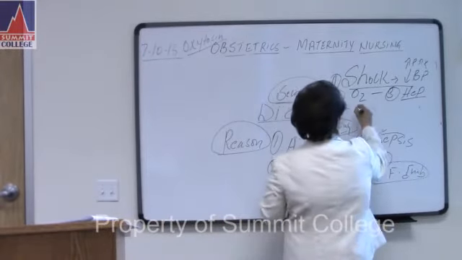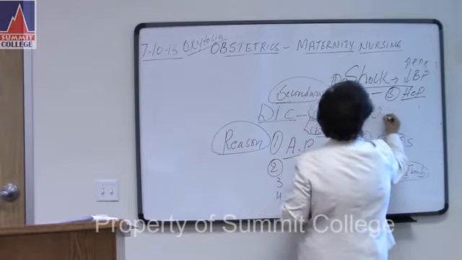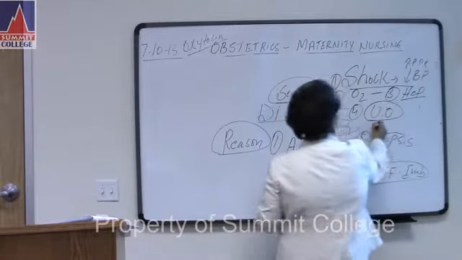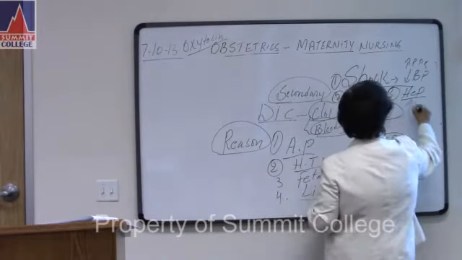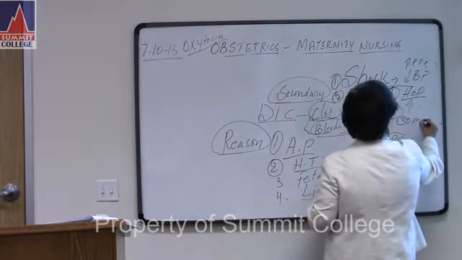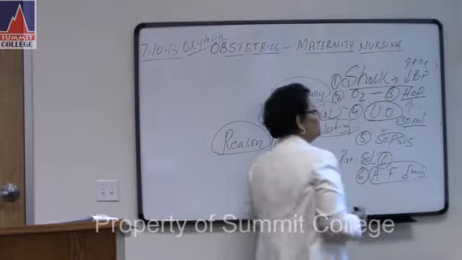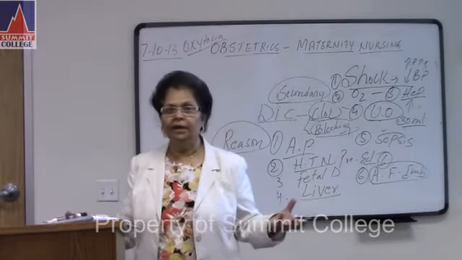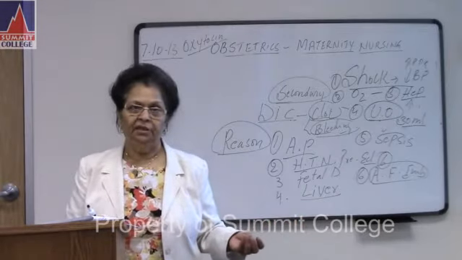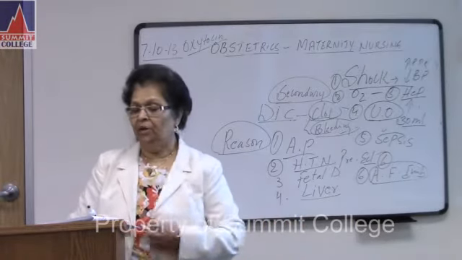Number 4 is urine output. When your circulation improves, your urine output would be more than 30 ml. If it is less than 30 ml, your kidneys are not getting better circulation. So underline that.